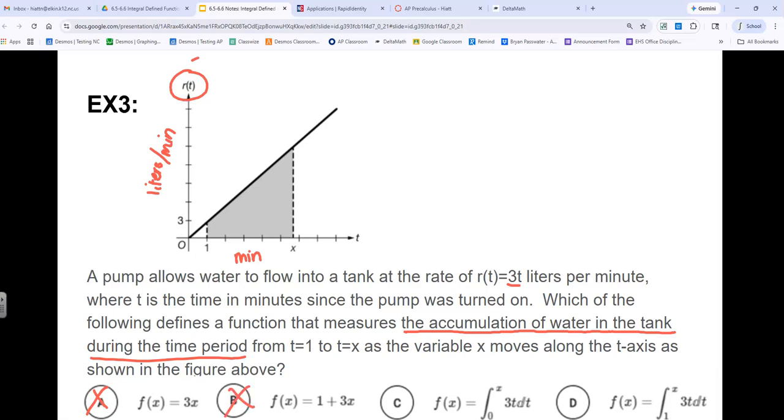And B is also not going to be the answer, because to find an amount of water, we're going to have to integrate, because we need to be doing liters per minute times minutes, right? Like finding the area here. Minutes cancel, just giving us liters. So we need to integrate. And C and D are very similar. Which one's going to be the correct answer? It's going to be D. How do we know it's D instead of C? 1 to x instead of 0 to x. So D is going to be the answer.